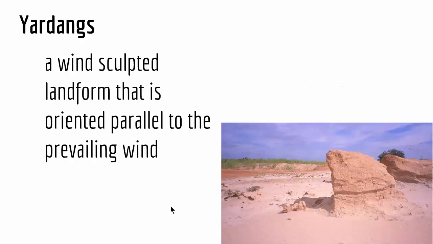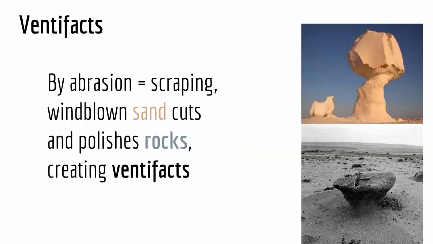A yardang is a wind-sculpted landform that is oriented parallel to the prevailing wind. As you can see in this picture, this is a picture of a yardang, and you can guess that the wind was blowing this way. Yardangs are parallel to the prevailing wind. However, ventifacts are not parallel to the prevailing wind. They are made out of scraping of wind-blown sand that cuts and polishes rocks.